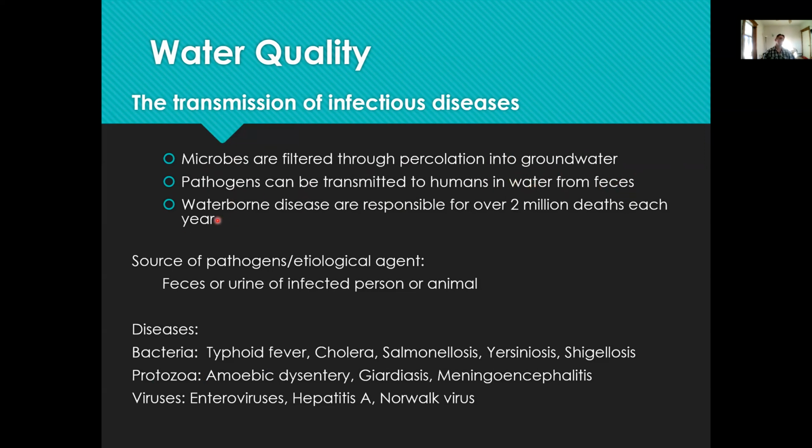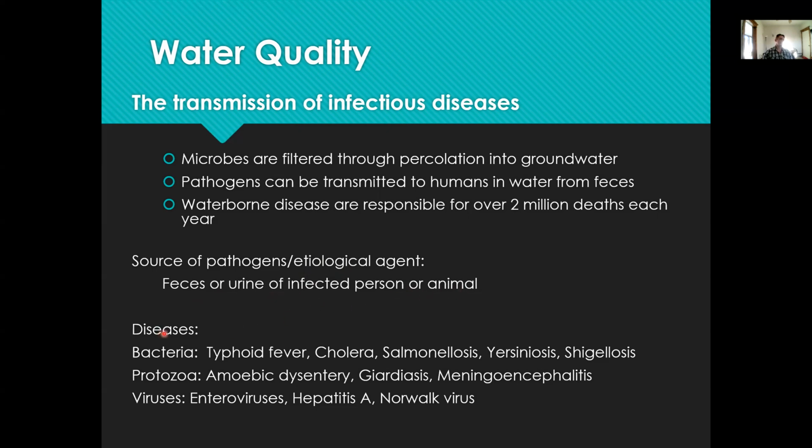And waterborne disease, this is a stat according to the World Health Organization, is responsible for over 2 million deaths annually. And most of these deaths are actually in children under 5 years of age, which obviously is terrible. And the sources of these pathogens, also known as the etiological agent, is typically feces or urine of an infected person or animal.